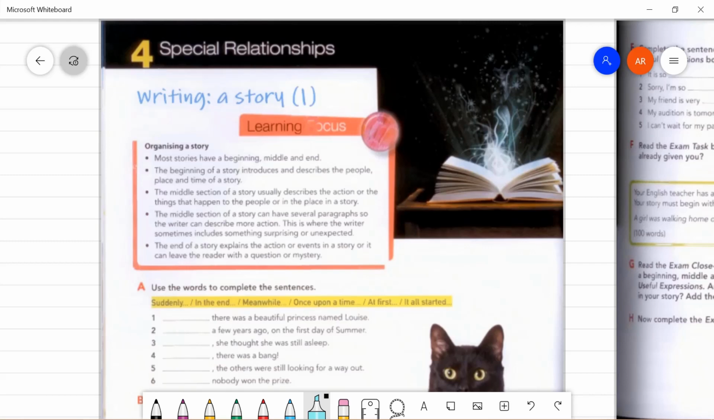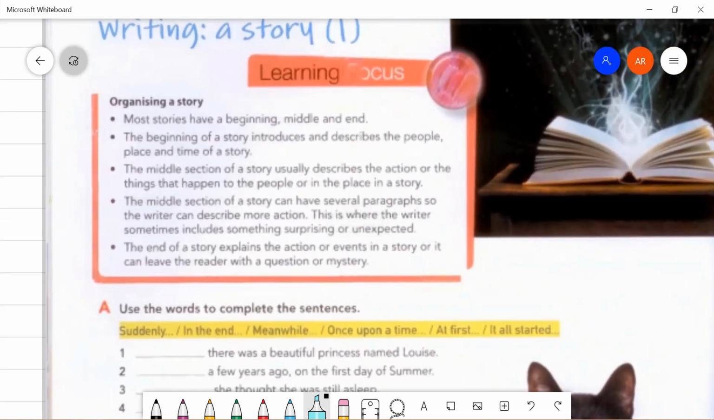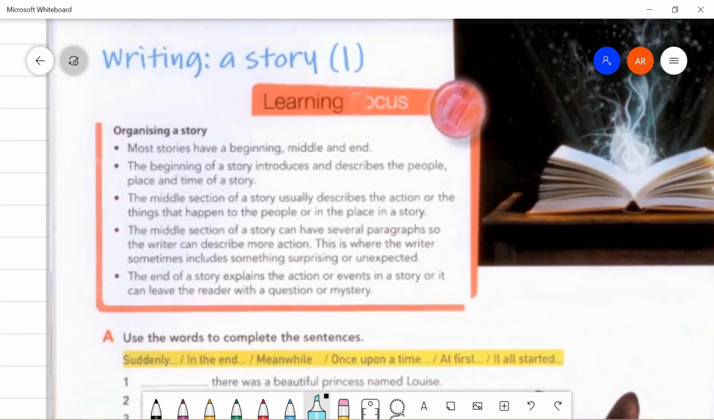Before we begin, let's look at the learning focus box first. Okay, this is what you need to remember when organizing a story, right? So, the first one, most stories have beginning, middle, and end. So there are three parts. The beginning of a story introduces and describes the people, place, and time of a story.